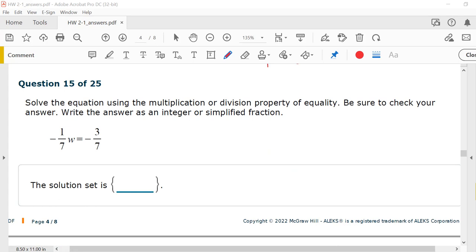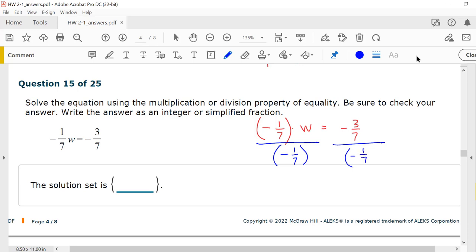Okay, what if we have, for number 15, negative 1/7 times w equal to negative 3/7. This is just a number times w. So I want to divide both sides by negative 1/7. I would be left with w equals, okay, your calculator can handle this. Go type in negative 3/7 divided by negative 1/7.